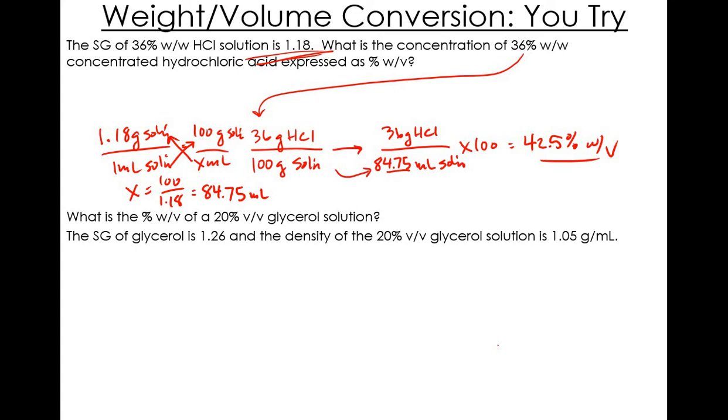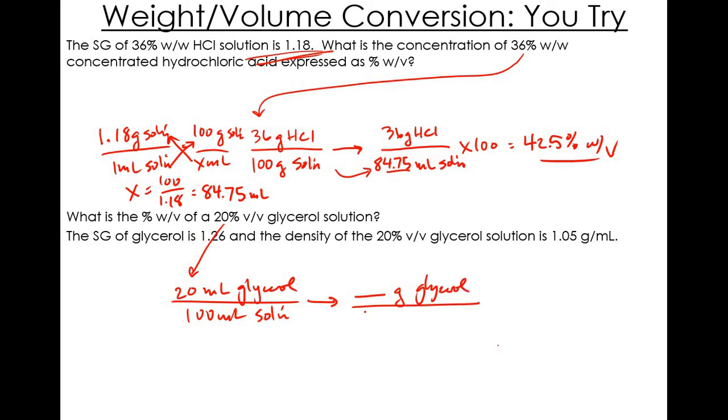Second question, what's the percent weight per volume of a 20% volume per volume glycerol solution? So we have the concentration, which is 20 mils of glycerol per 100 mils of solution. And the goal is to figure out how many grams of glycerol this is, and then the volume on the bottom is fine, because we want it as a percent weight per volume.